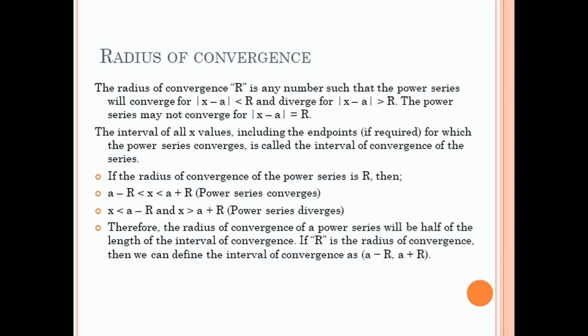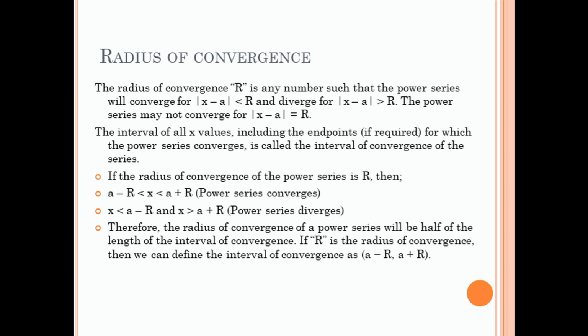If the radius of convergence of the series is R, then a minus R is less than x is less than a plus R. This x lies between a minus R and a plus R. In this condition, the power series converges. If x is less than a minus R or x is greater than a plus R, in this condition the power series diverges. Therefore, the radius of convergence of a power series will be half of the length of the interval of convergence.